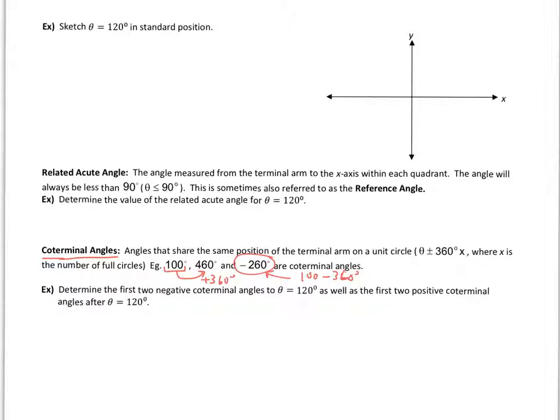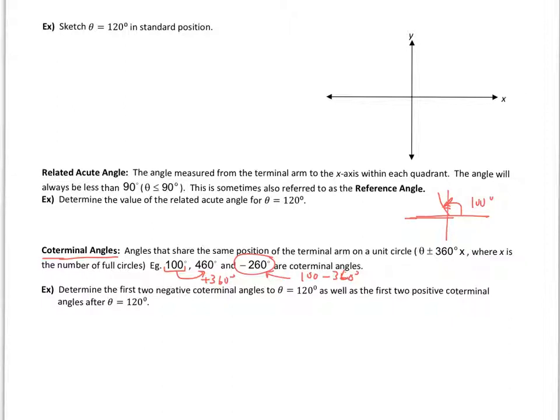So really what that's saying, and I'll just do a little sketch in here. I didn't leave any room for this, but I'm going to try and squish it in. 100 degrees would be here, roughly, a little less than 120. If I want to look at coterminal angles, I'm sharing that same terminal arm. So I'm going to start with the negative angle.